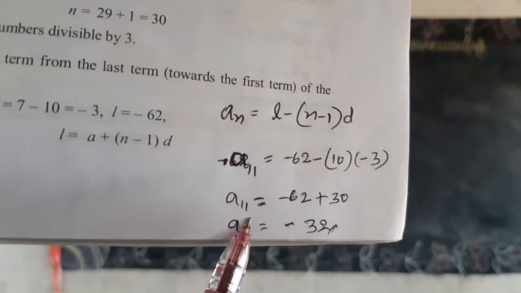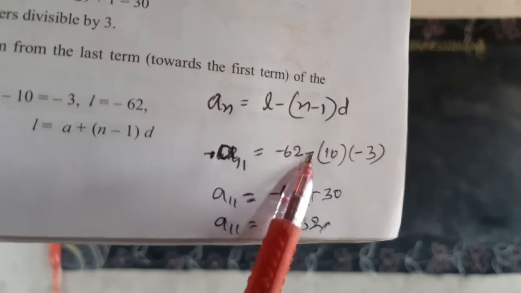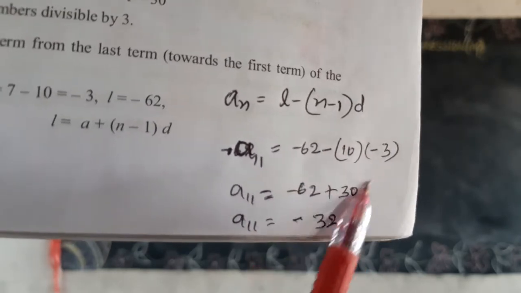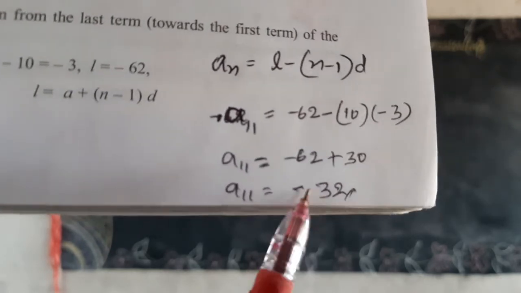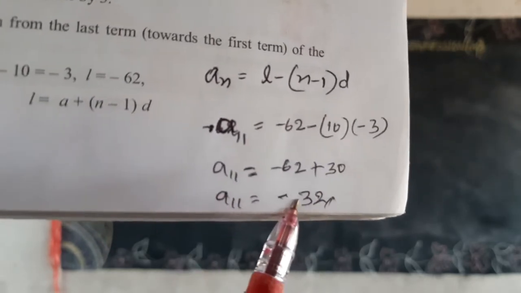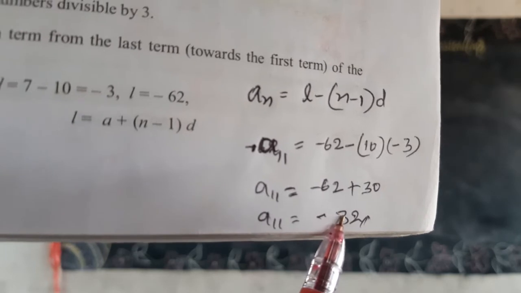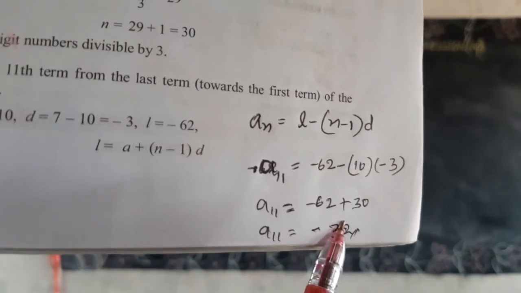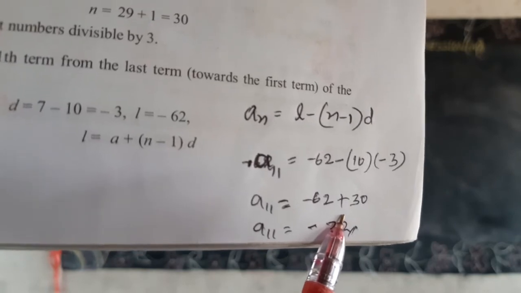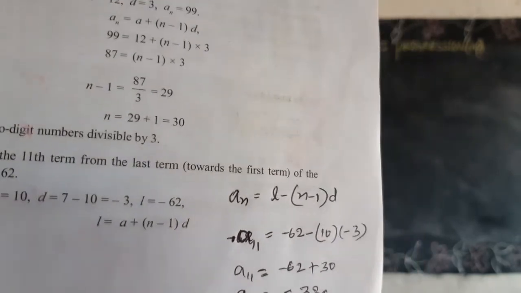We should write a11 as it is, minus 62 as it is. Minus into minus plus, 10 threes are 30. Minus 62 plus 30, that is minus 32. a11 value is minus 32. This is the very simple shortcut method, children. Okay children, understand it? Let's go for worked example 9.